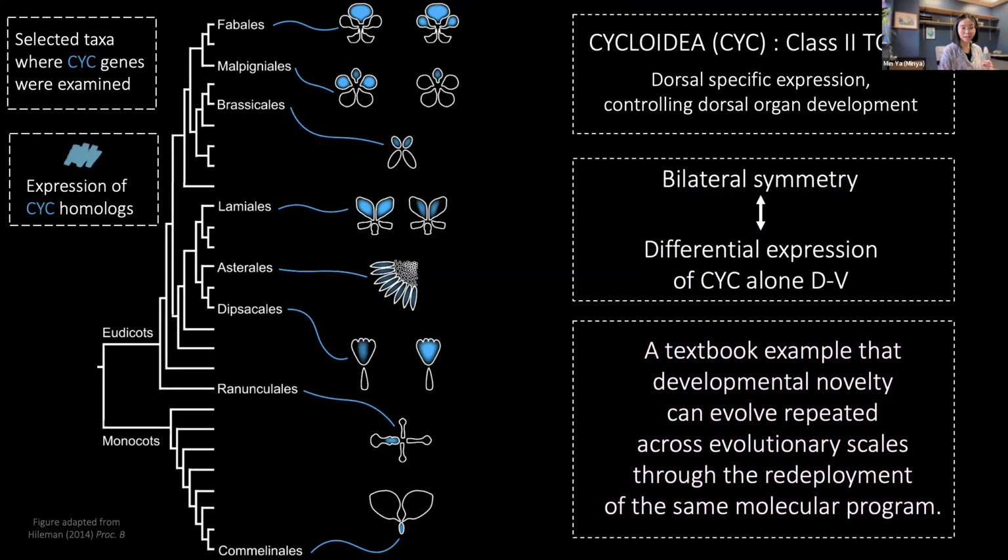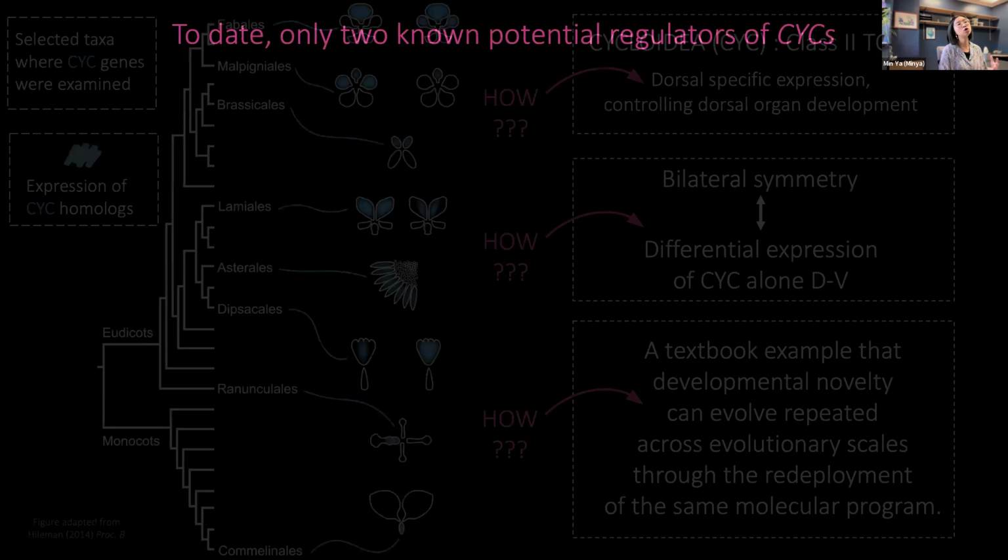Whenever we hear cool stories like this, it's hard not to ask how. How did such a cool thing happen? Unfortunately, we don't have any answers to these questions because we actually don't even know how a dorsal-specific expression of cycloidea is first established in any species.